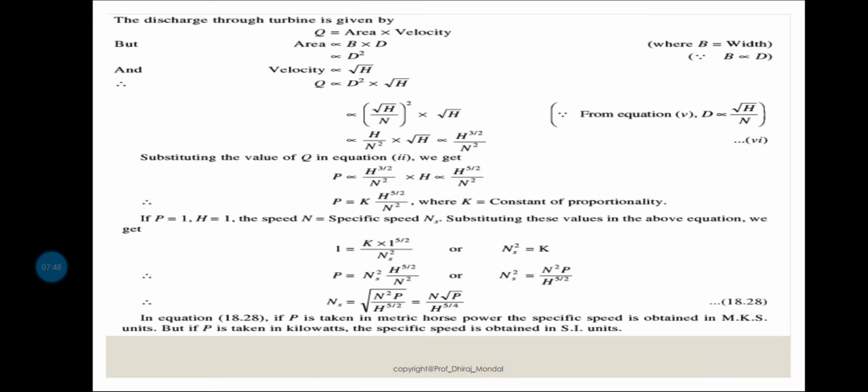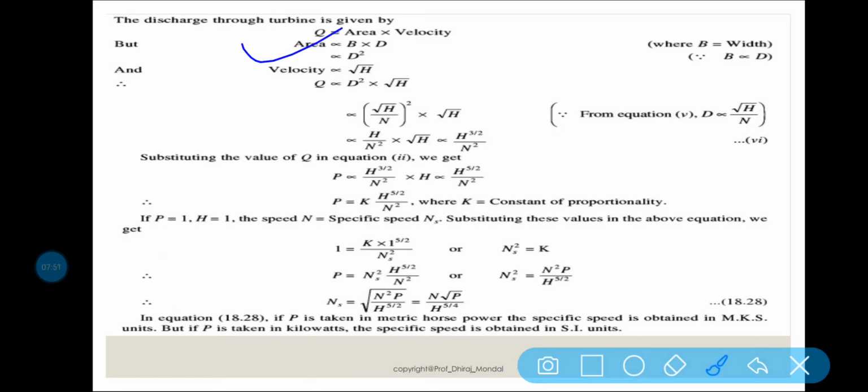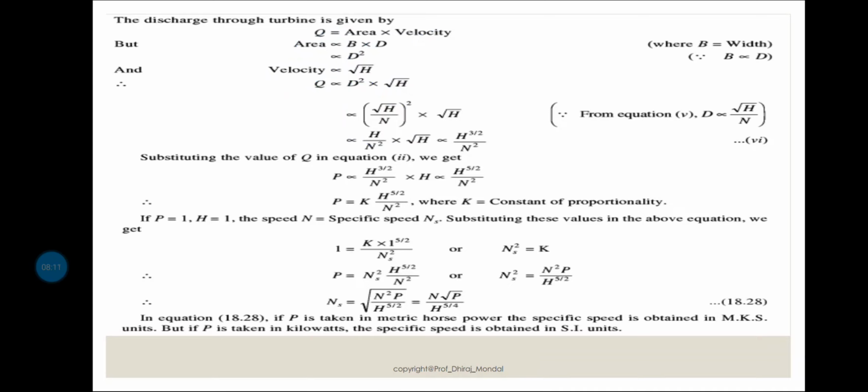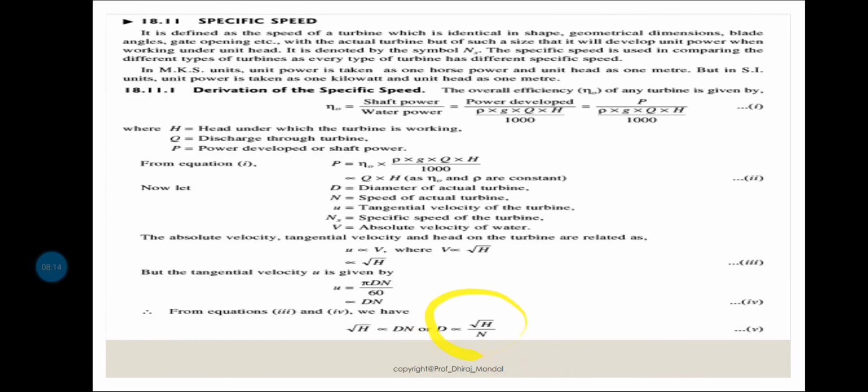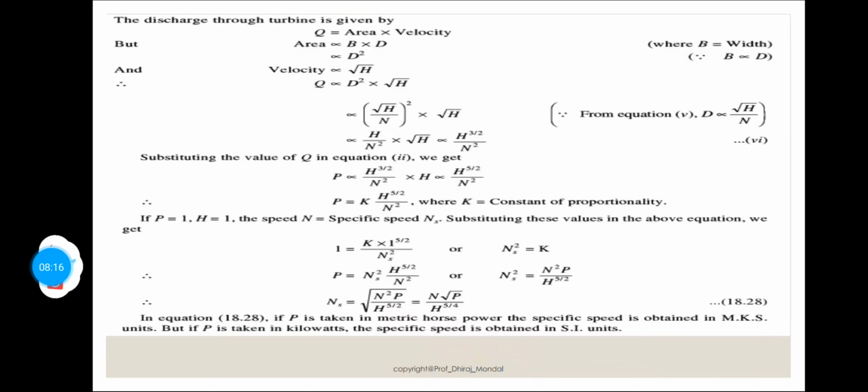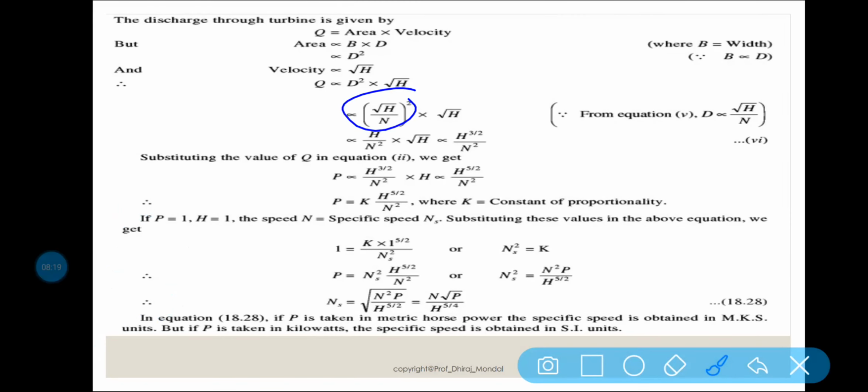Okay, we can write, area is proportional to b into d, and as b is proportional to d, we can write area proportional to d square, and velocity is proportional to root over h, which you have already seen. So q is proportional to what? Area into velocity, and area is proportional to d square, and velocity is proportional to root over h. Now put the value of d. We know that in the last slide we have seen the value of d is root over h by n. So put the value of d, that is root over h by n the whole square into root over h. So ultimately the equation is coming h to the power 3 by 2 by n square. So I think it is clear.